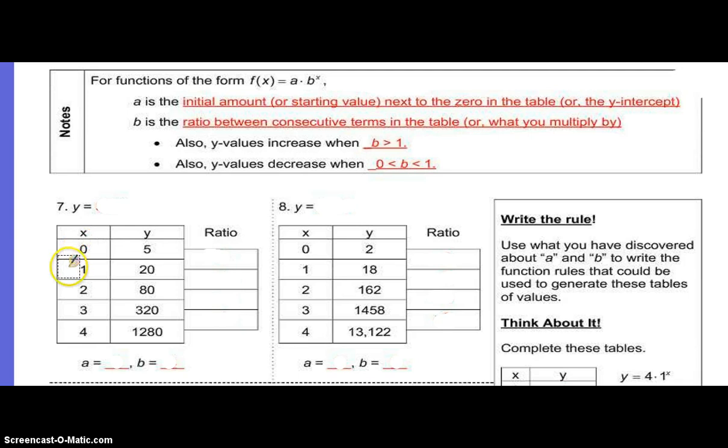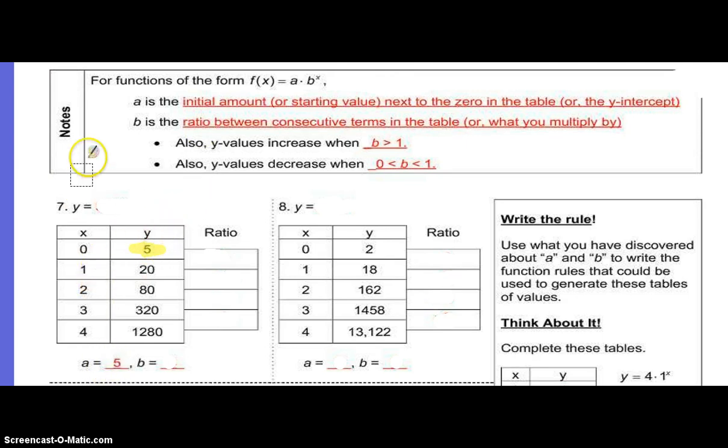So now let's look at number 7 and 8. The difference here is now I have the table and I want to come up with what my equation is. So looking at the table, I know that my starting value where I have a 0 is a 5. So where do I know that 5 goes? That's correct. 5 would be my A value.